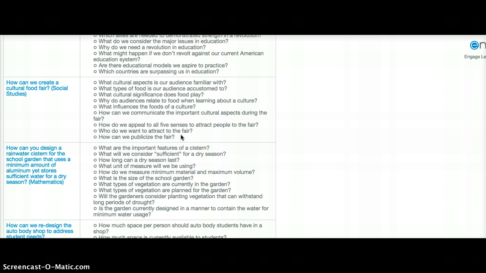So we need to look at how to ask questions that will answer the driving question, which will help produce a product that will answer the driving question.